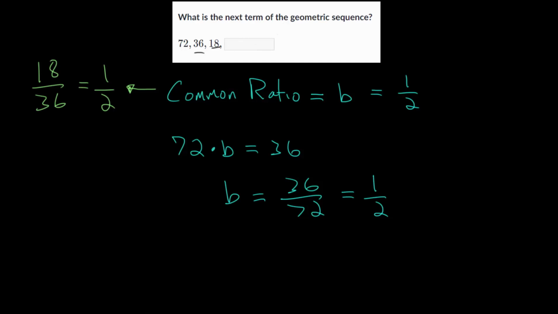So to find that next term, let's just multiply by 1/2, and 18 times 1/2 is 9. And if we wanted, we could extend it further. 9 times 1/2 would be 4.5, or 9/2. 9/2 times 1/2 would be 9/4, or 2.25. And it will get smaller and smaller as we go since we're multiplying by a fraction this time. So let's look at two more examples. So this one's a little bit more straightforward.